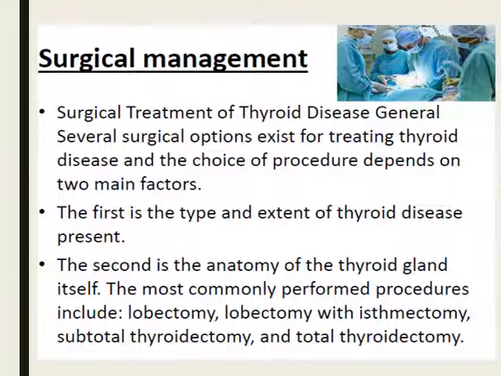Surgical treatment is an option in a patient when there is relapse with the antithyroid medication, or when a hypersensitivity reaction to the antithyroid medications is present, or when radioactive iodine is contraindicated. The choice of procedure depends on two main factors. The first is the type and extent of the thyroid disease present. The second is the anatomy of the thyroid gland itself. The most commonly performed procedures include lobectomy, lobectomy with isthmusectomy, subtotal thyroidectomy, and total thyroidectomy.